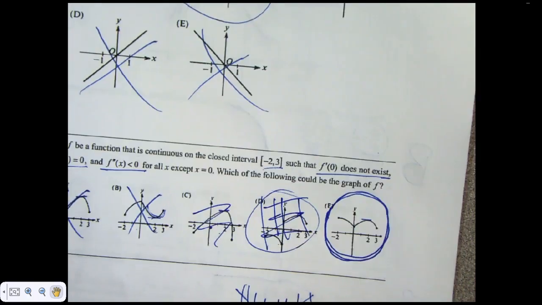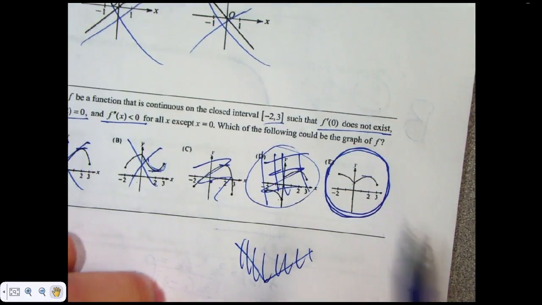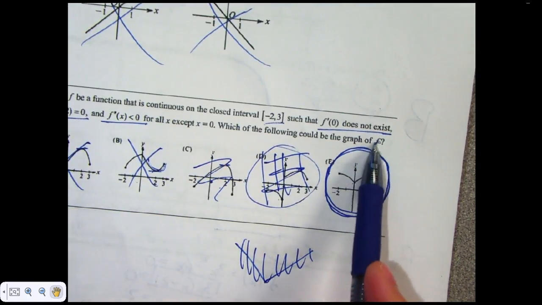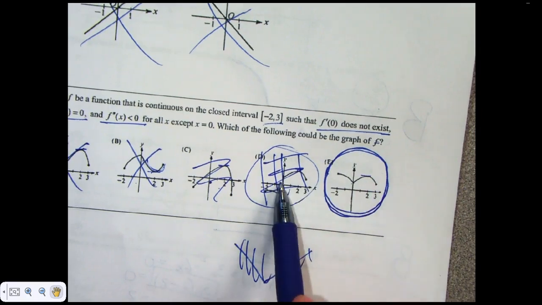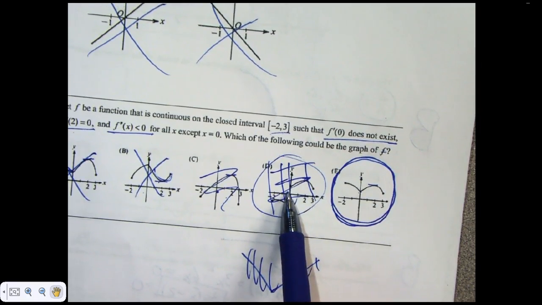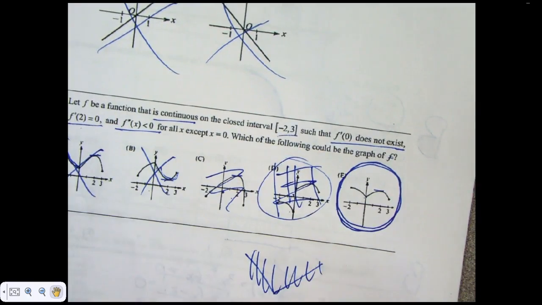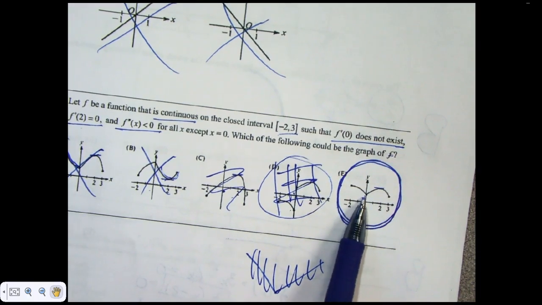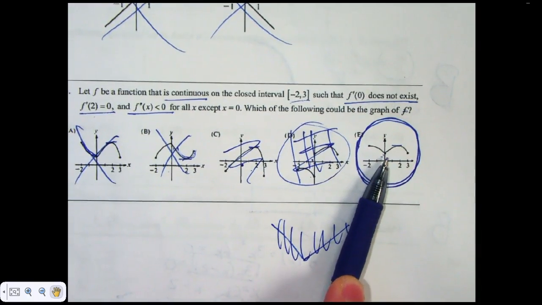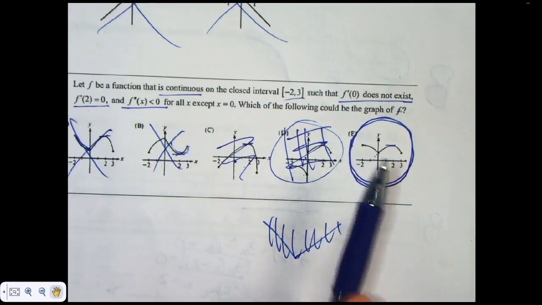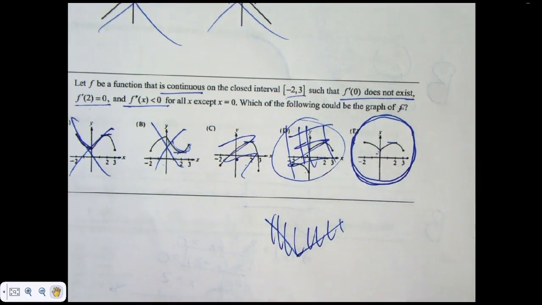So, I should cross those off. I had my levels mixed up. This is supposed to be the graph of f. And why doesn't D work? Quinn's right. Why can't D be the graph of f? Because it's not continuous. So I missed that part. And f prime of 0 doesn't exist here. Why not? Because it's a cusp or a corner. That's actually easier than that.